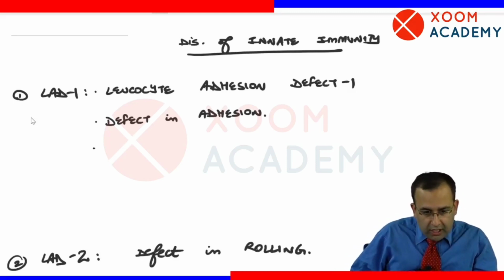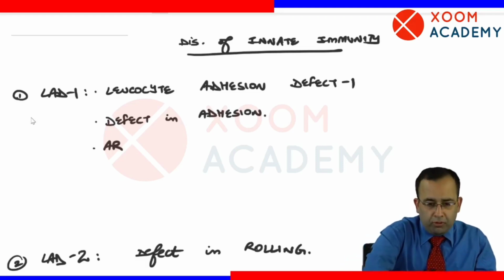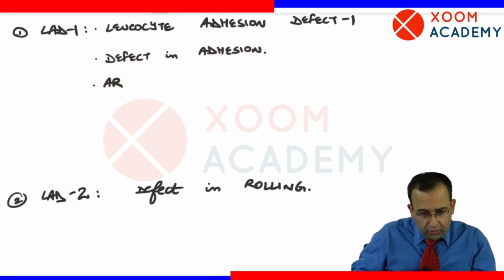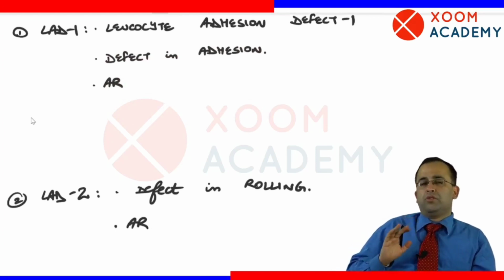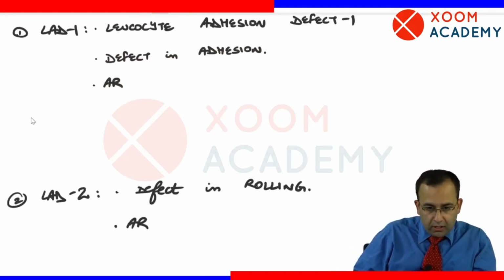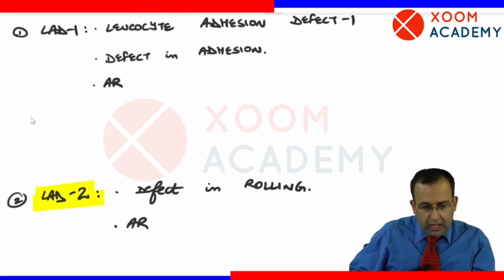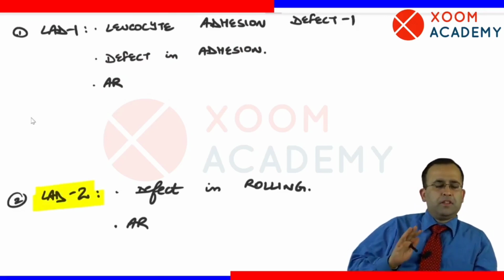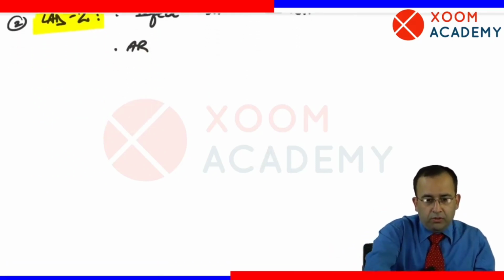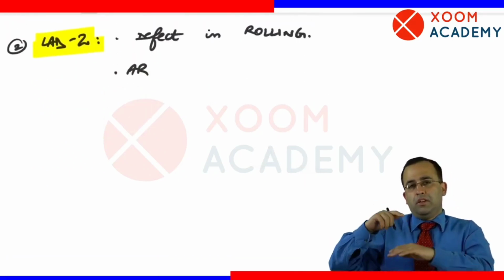Both LAD1 and LAD2, they are autosomal recessive in nature. Next point, let us first start with LAD2, which is a defect in rolling.